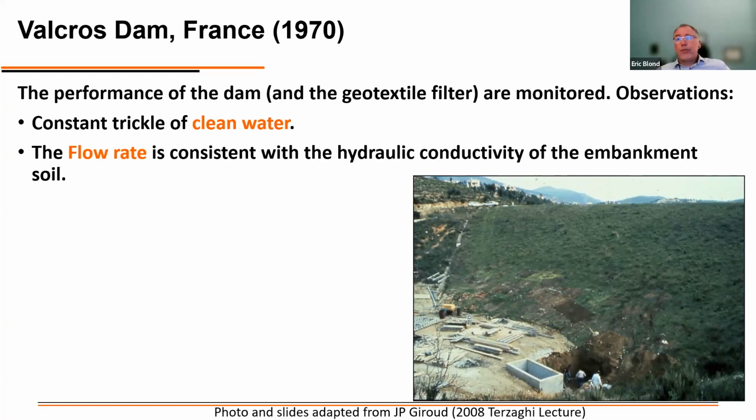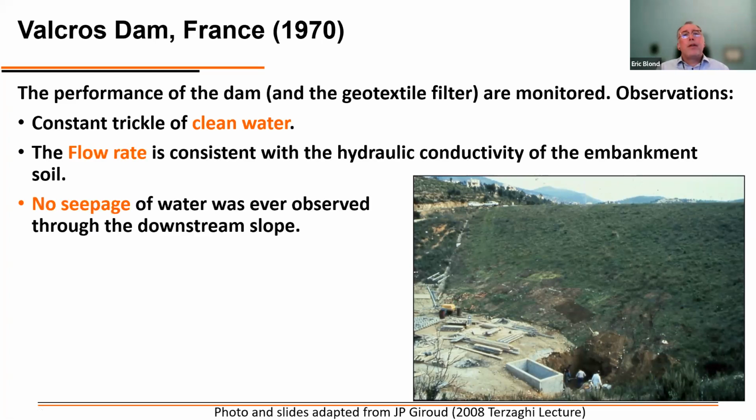The flow rate, which is measured, is consistent with the properties of the soil used in the embankment and the water level upstream, etc. So there is nothing surprising. Everything works as planned. There is no seepage of water that was ever observed through the downstream slopes. So that means the drain is working well. If the finger drains in the bottom of the slope here were not working, water would eventually seep through the slope, and that would be potentially a disaster.